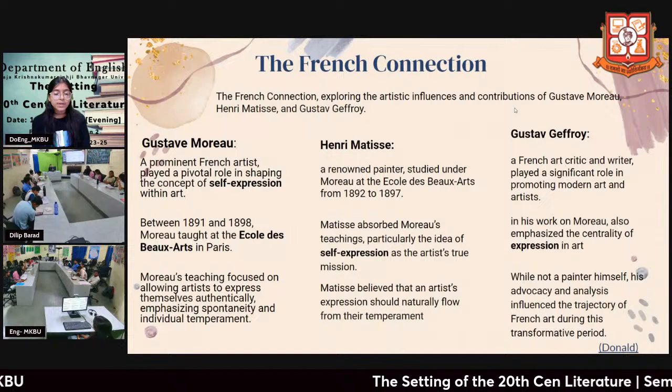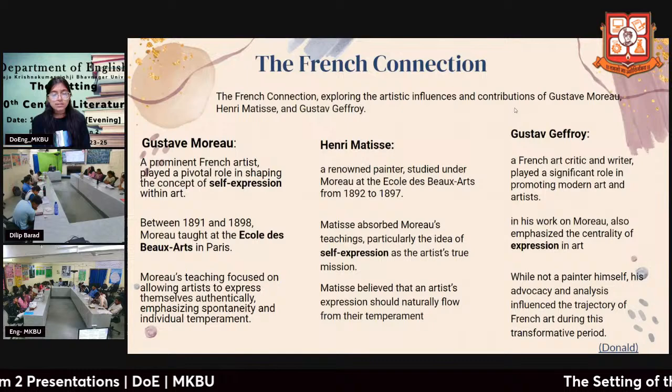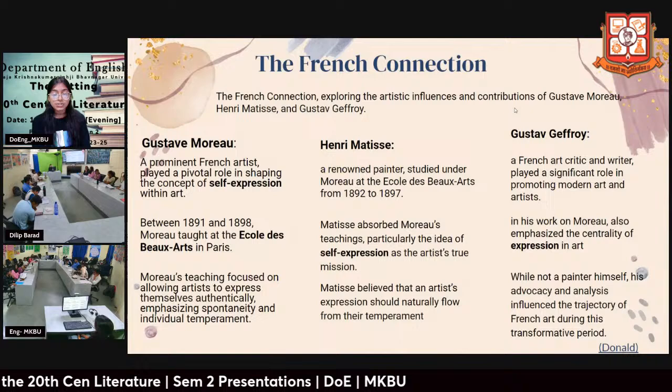Last one is Gustave Geffroy, a French art critic and writer, who played a significant role in promoting modern art and artists. In his work on Moreau, he also emphasized the centrality of expression in art. While not a painter himself, his advocacy and analysis influenced the trajectory of French art during this transformative period.